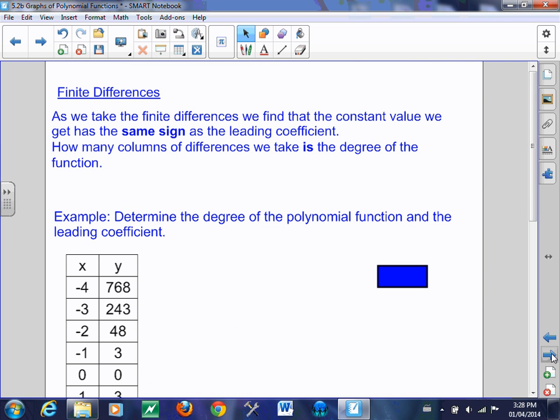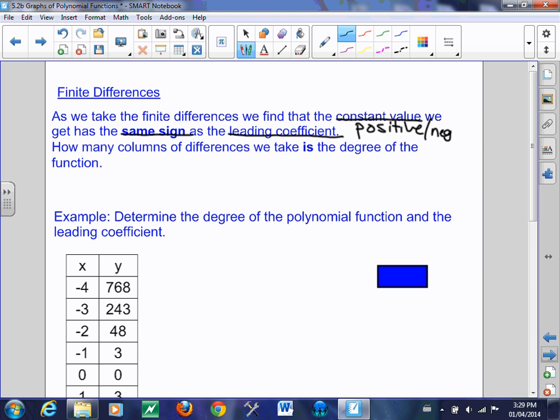All right, let's keep moving along here. Finite differences, and again, this is something like first or second differences. As we take finite differences, we find that the constant value we get has the same sign as the leading coefficient. So that can help us tell if it's positive or negative, depending on the sign of your first differences, or second differences, or fifth differences, where your values are all the same. How many columns of differences we take, first, second, third, is the degree.